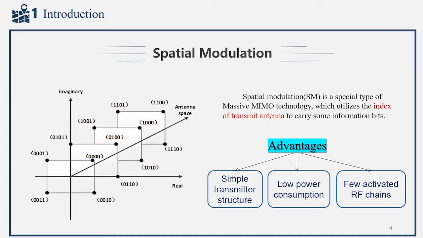Spatial modulation is a type of massive MIMO technology which utilizes the index of transmit antenna to carry some information bits. It has many advantages such as simple transmitter structure, low power consumption, and few activated RF chains. Thus, spatial modulation gradually becomes one of the technologies that attracts much attention in massive MIMO area.